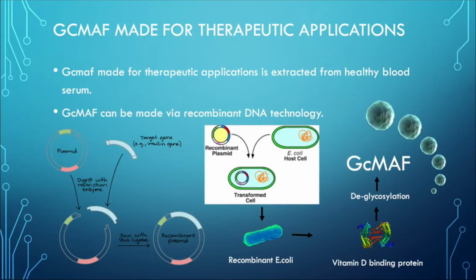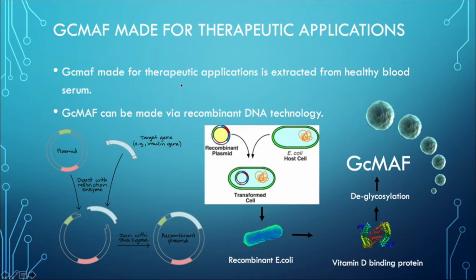GcMAF can be made via recombinant DNA technology. This is achieved by inserting a gene that codes for the vitamin D binding protein into the bacterium E. coli. This piece of DNA reprograms the bacterium to secrete the vitamin D binding protein, which is then submitted to a 24-step process that includes deglycosylation, the same process it undergoes in the body. This now leaves us with GcMAF, which is the Gc protein with only a single sugar attached. This molecule now has the ability to go around the body and activate macrophages to a tumocidal state.